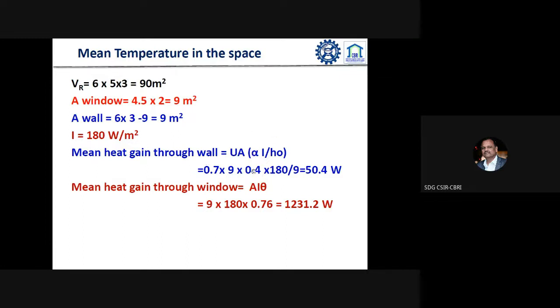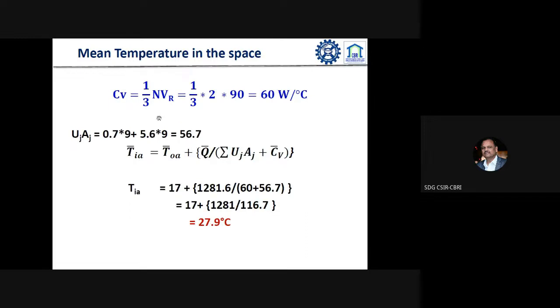That is the 9 meter square wall area, and the mean heat gain through the windows we can find out with respect to the direct solar radiation here. A into I is nothing but the direct solar radiation. So through conduction we are getting 50, and through the direct radiation coming inside, this is for the wall, this is for the window. And if we find out the ventilation term and put in those values, we get 60 watts as an entry.